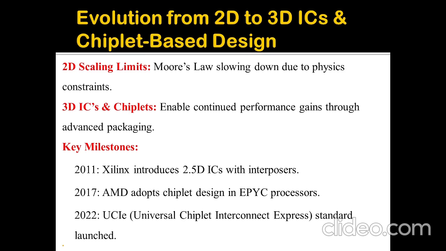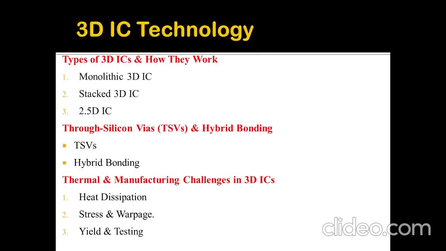In 2011, Xilinx introduced 2.5D ICs with interposers. In 2017, AMD adopted the chiplet design in EPYC processors. In 2022, the Universal Chiplet Interconnect Express standard, UCIe, was launched.